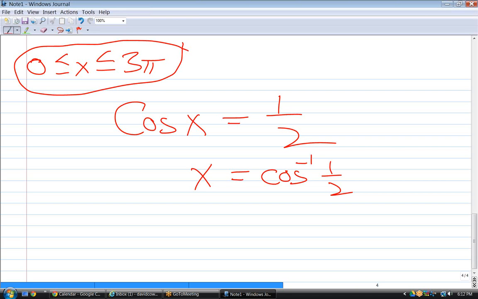domain? Well, where's the first place? What's the first quadrant angle that is correct? 60 degrees, or pi over 3. Okay, where else in the unit circle? Let's just go through the unit circle. Where else is cosine positive 1/2?